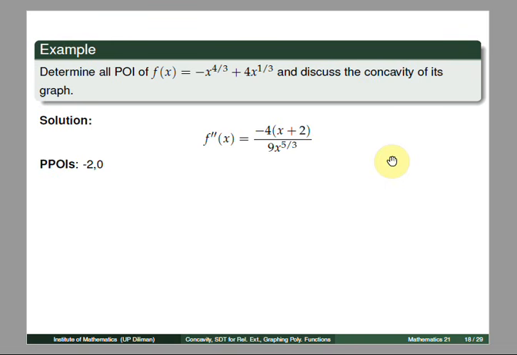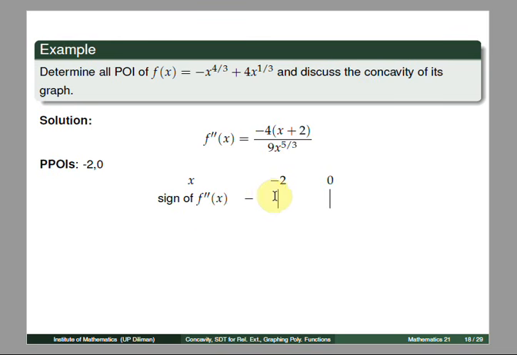So we know the drill. Let's check the table of signs for f double prime. We divide the interval at negative 2 and 0, and then we can plug in points. Okay, so say negative 3 to the left of negative 2. If it's negative 3, x plus 2 is negative. We have negative here. 9x to the 5/3 is negative. So negative, negative, over negative, we still have negative.